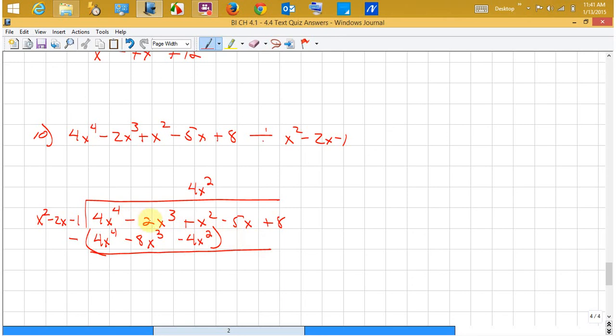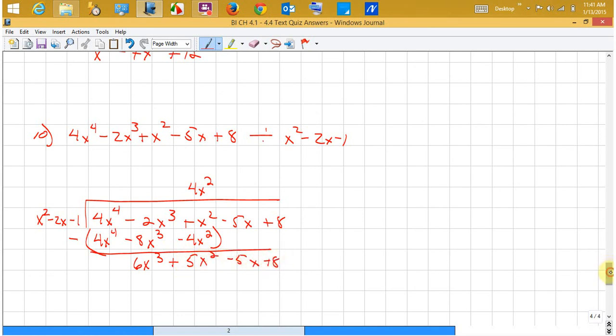So I have a negative 2 plus 8, minus a minus, so that's plus. That would be 6x cubed. I have 1 minus a minus 4. That would be 1 plus 4. That would be plus 5x squared, and then minus 5x plus 8.